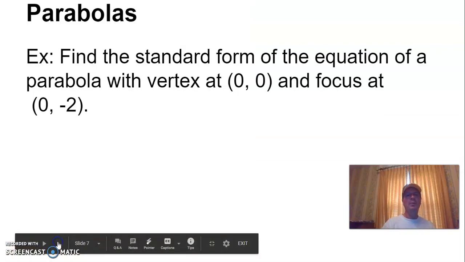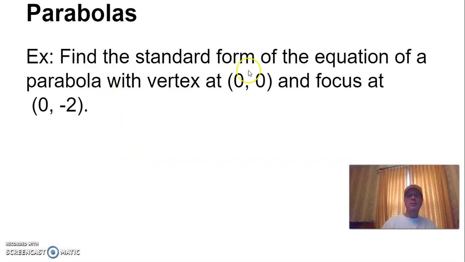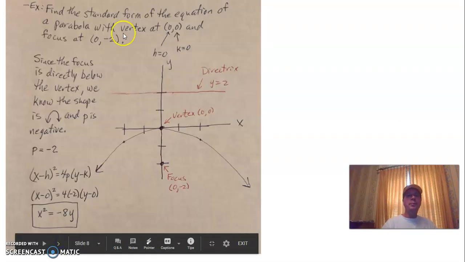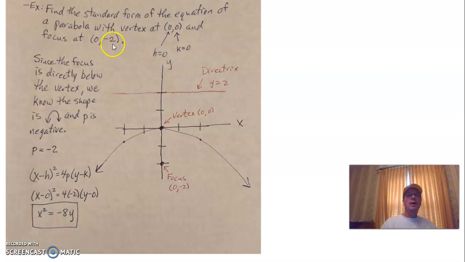Next example. Now you're not given an equation, but you're given information. We want to find the standard form equation of a parabola. Vertex is at the origin 0, 0. So already we know h and k. And the focus is 0, negative 2. Let me click to the next slide. Same problem written up here. Identifying h and k is 0 and 0. Now the focus. First off, let me graph the vertex at the origin. I know the focus is 0, negative 2. So x is 0, I go down to negative 2.